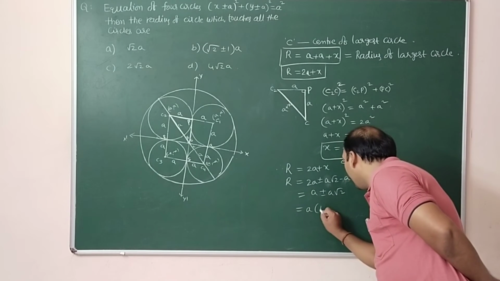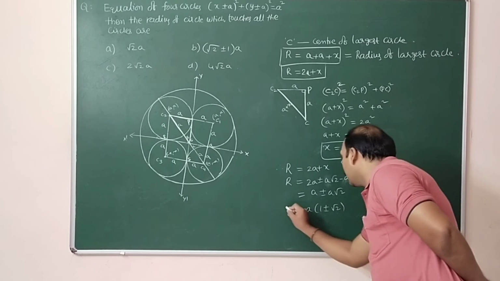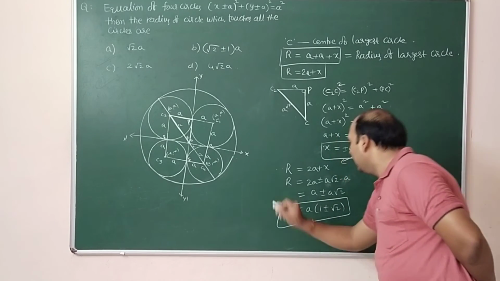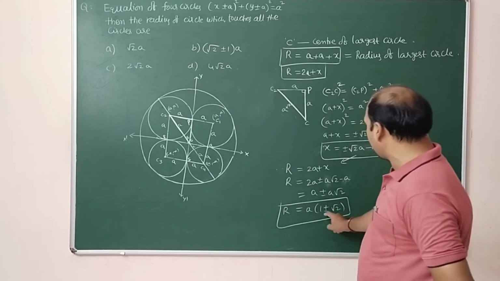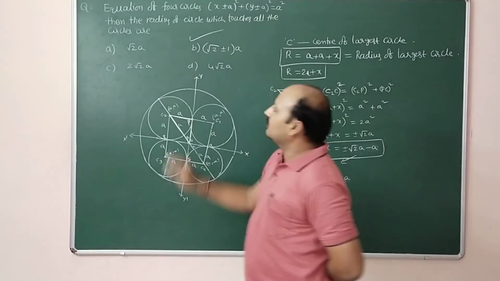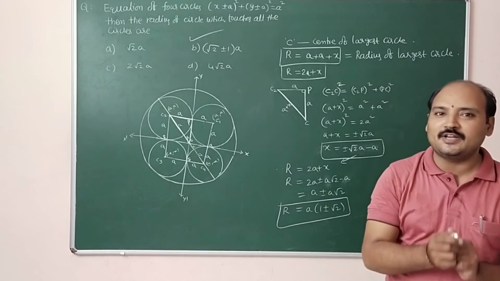That is equal to a, take common, 1 plus or minus root 2. So the radius of the largest circle, capital R, is a into 1 plus or minus root 2, or root 2 plus or minus 1 into a. It is there in the second option. I hope you understand that.